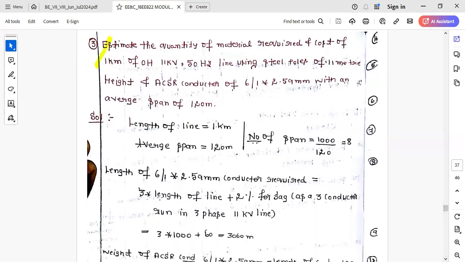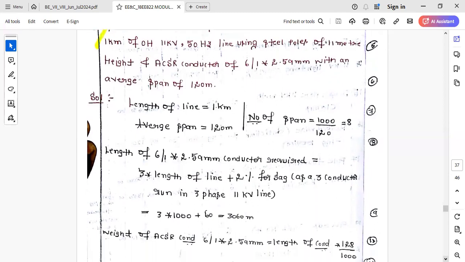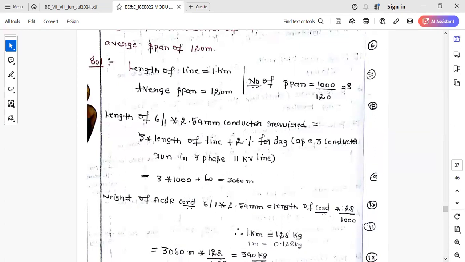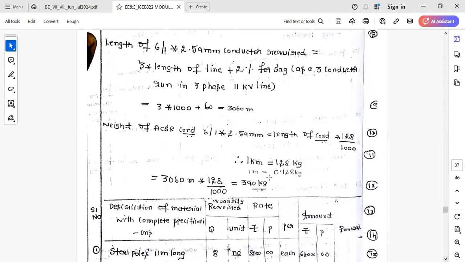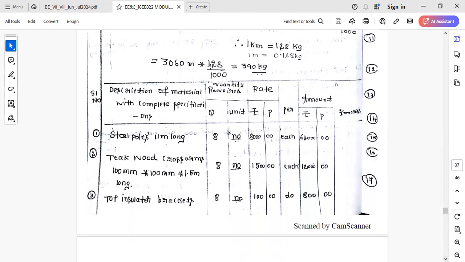Here, length of the conductor is nothing but 3 into length of the line plus 2% sag. So 3 for RYB, here 3 wire, 3 phase system. 3 into 1,000 plus 60, total 3,060 meter. Now how to calculate the weight? Here, for 6 by 2.5 mm, length of the conductor into 128 kg per kilometer. So 1 kilometer is equal to 128 kg. To convert meter to kilometer, divide by 1,000, we get 0.128. Total length 3,060 meter into 0.128 is equal to 390 kg. Okay, 390 kg is required. This is how we need to convert meter to kg.